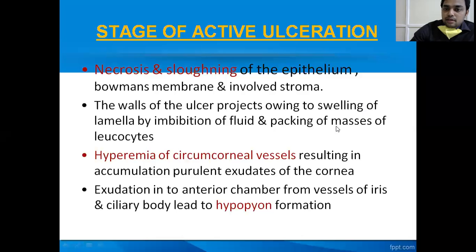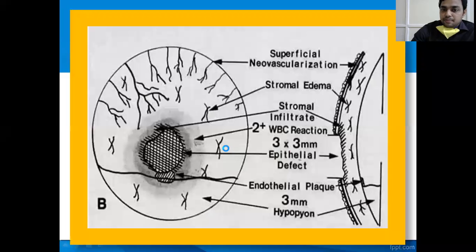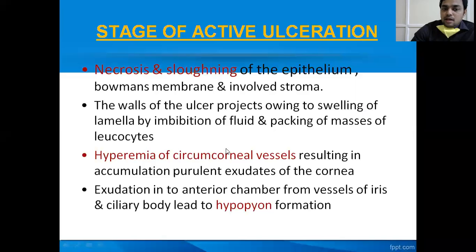We see swollen walls, and there is a hyperemia of the circumcorneal vessels. Because of the toxins and enzymes of the bacteria, that leads to dilatation of the circumcorneal vessels, and we see congestion. And along with the hyperemia and dilatation of the circumcorneal vessels, the iris and ciliary body vessels also dilate. And because of the dilatation, as an inflammatory process, there is an exudation of fluid into the anterior chamber, and that leads to formation of the hypopyon.